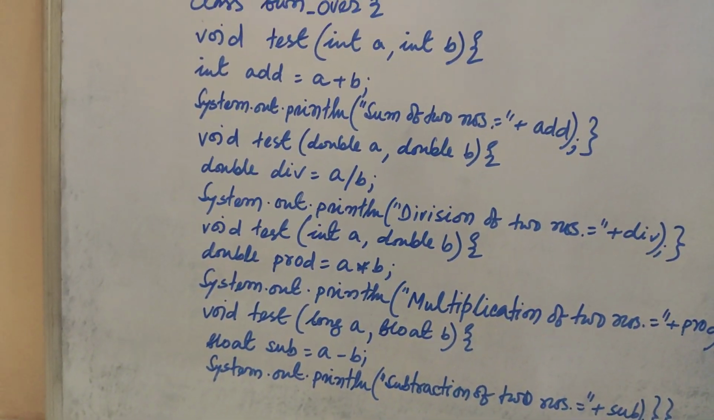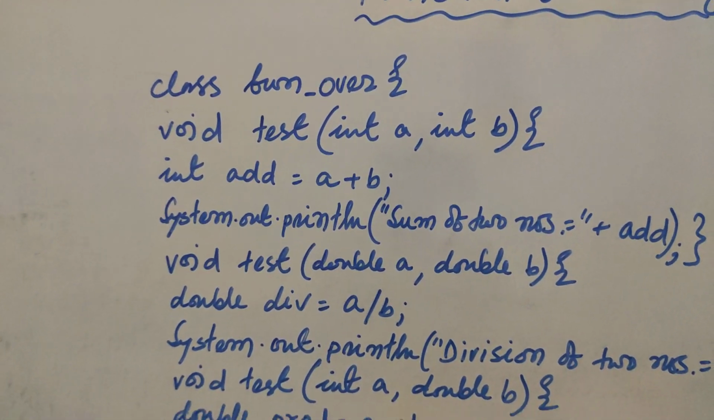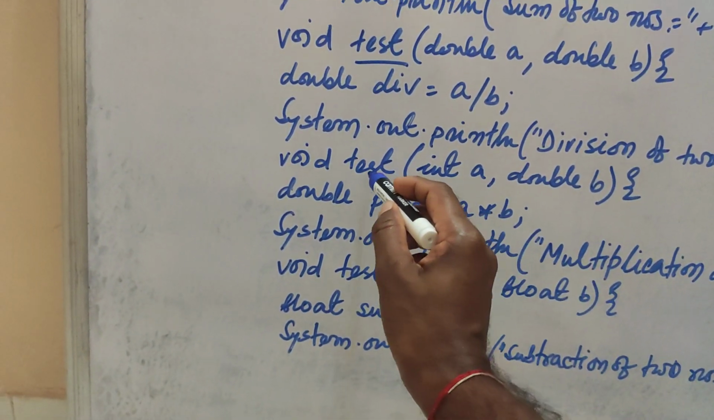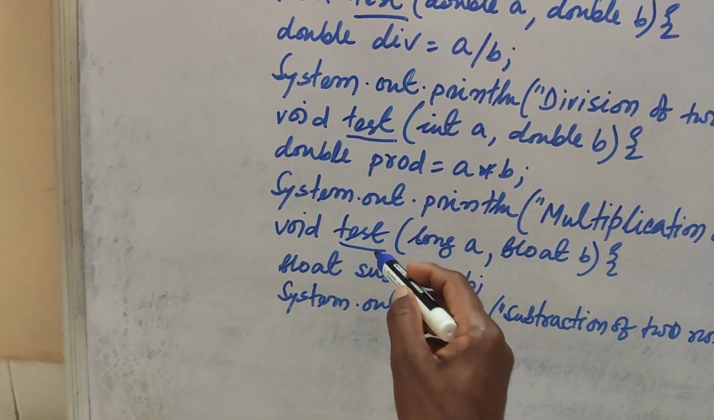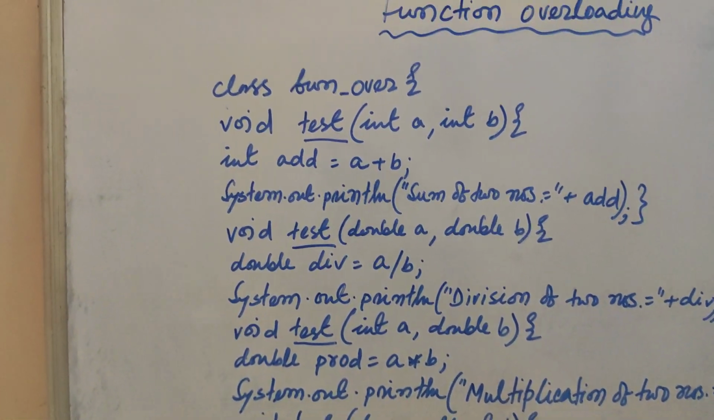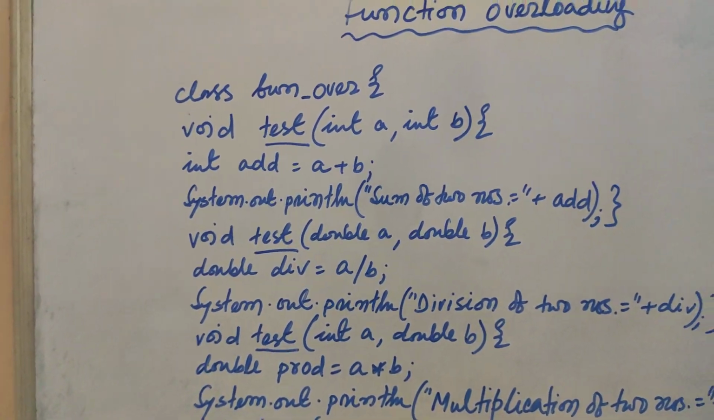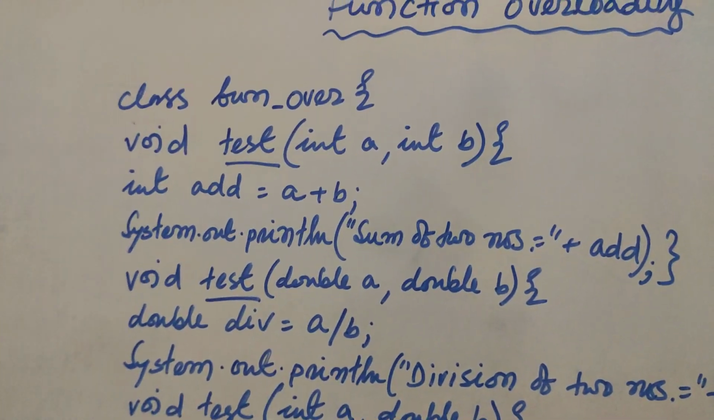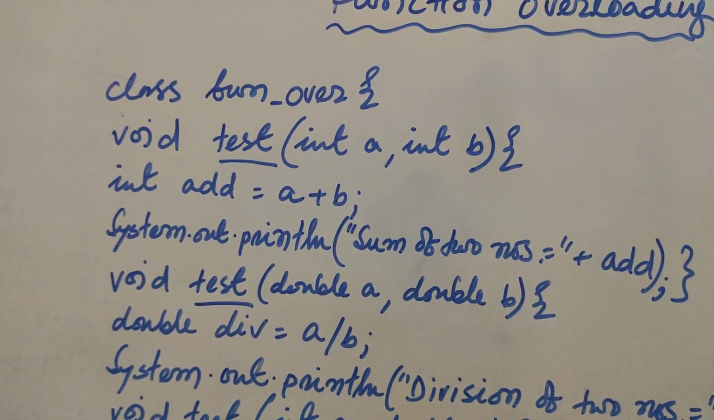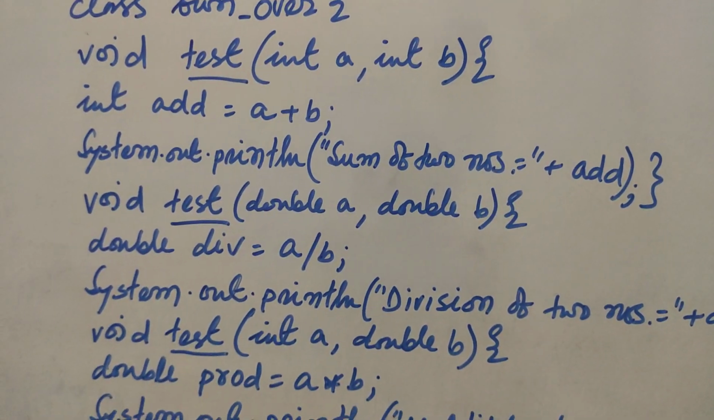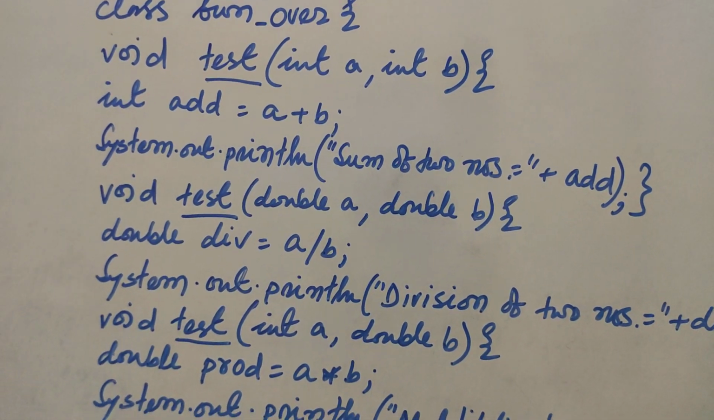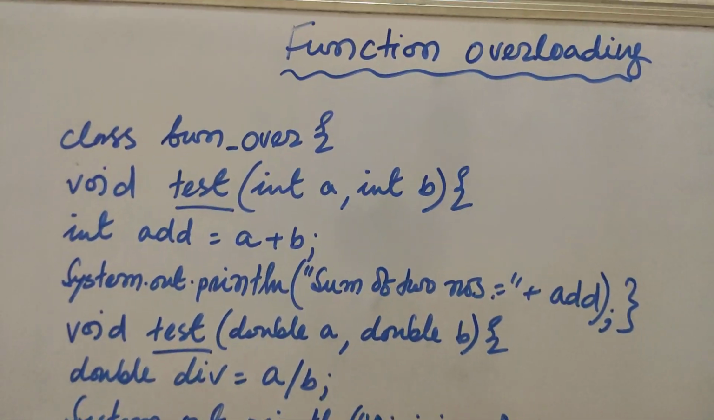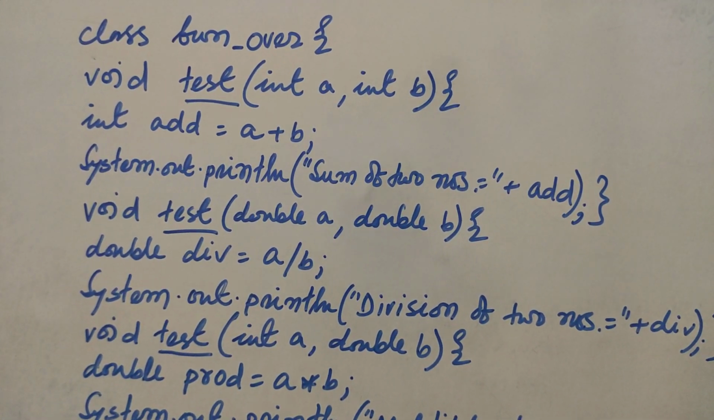I said all the function names should be the same. See, test, test, test: all the functions are the same, different from the class name, and their parameter declarations differ. See, variables a, b, but their parameter declaration means both data types are int and int. Next, I am taking double. If I take int, int here again, then both will be the same. That time the problem will arise.